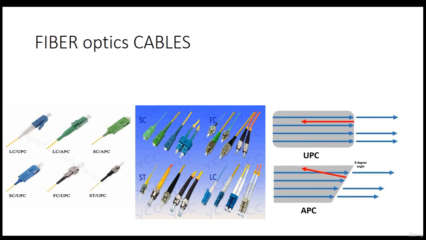UPC connectors are polished with no angle. UPC, as you see here, is blue, and APC is green. UPC connectors are not exactly flat; however, they have a slight curvature for better core alignment. You can see here this identical curvature. And here APC has an 8-degree angle to decrease the losses.